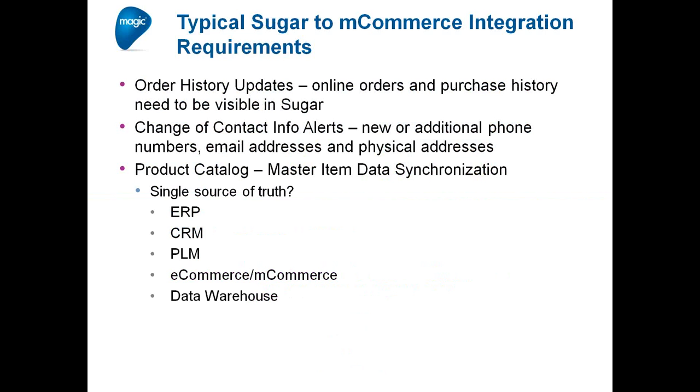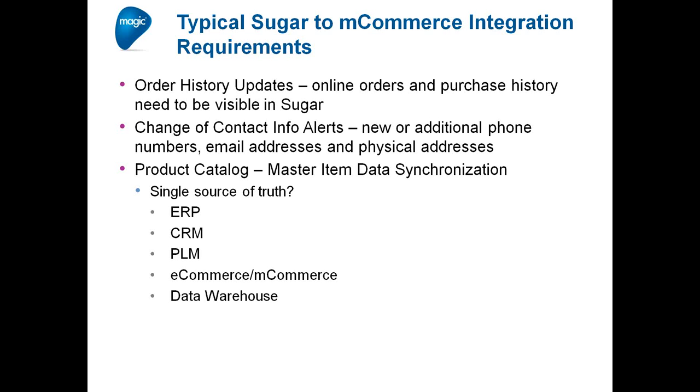So when you work with APIs for SugarCRM, you're going to have a number of typical requirements out there for an mCommerce app. One of the things people are going to be asking for are order history updates. So they want the online orders that are placed in the mCommerce app and the purchase history to be visible in Sugar. You're going to have people asking that, if there's a change of contact information that's made via your customer's use of the mobile app, that new or additional phone number or email address or physical address is then made available in Sugar. And that makes sense as well.